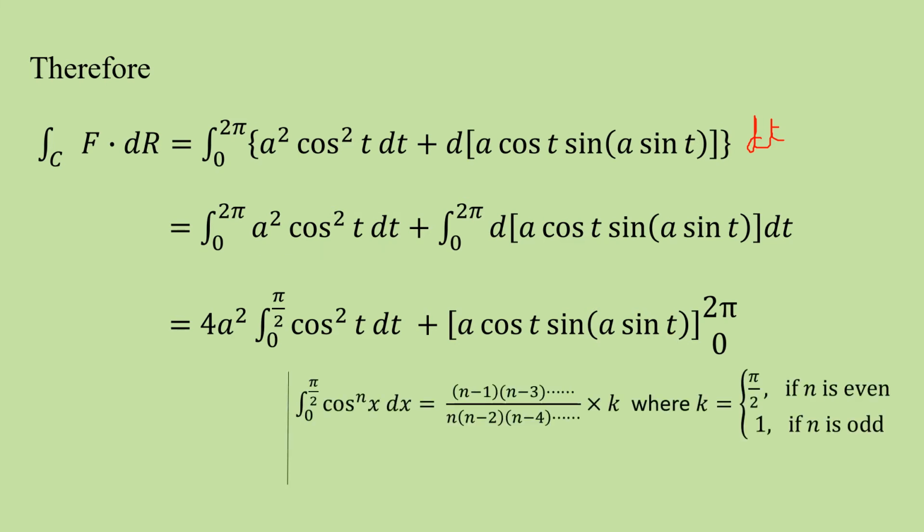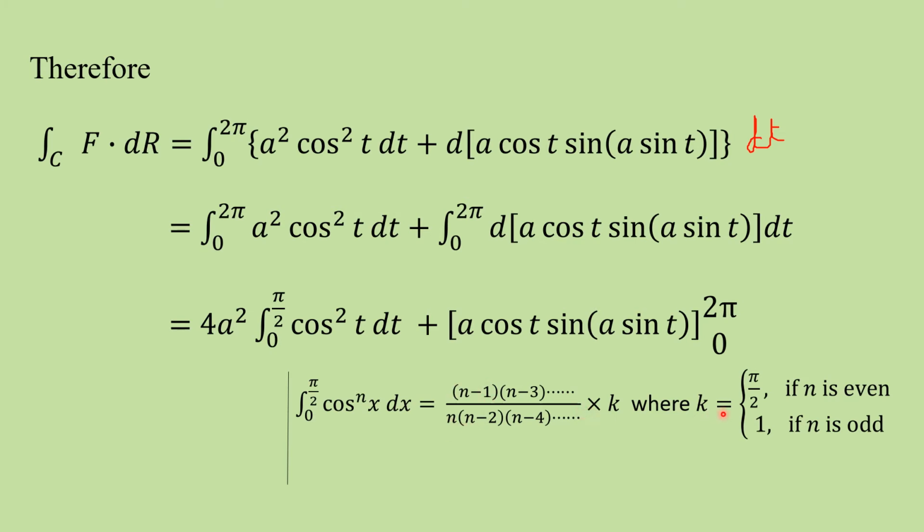Which we know: integral 0 to pi by 2 of cos power n x dx is n minus 1 into n minus 3 etc. in the numerator, and n into n minus 2 etc. in the denominator, ending up with k, where k is pi by 2 if n is even, and 1 if n is odd. Here n is 2, that means it is 2 minus 1, that is 1, by n which is 2, half times k.